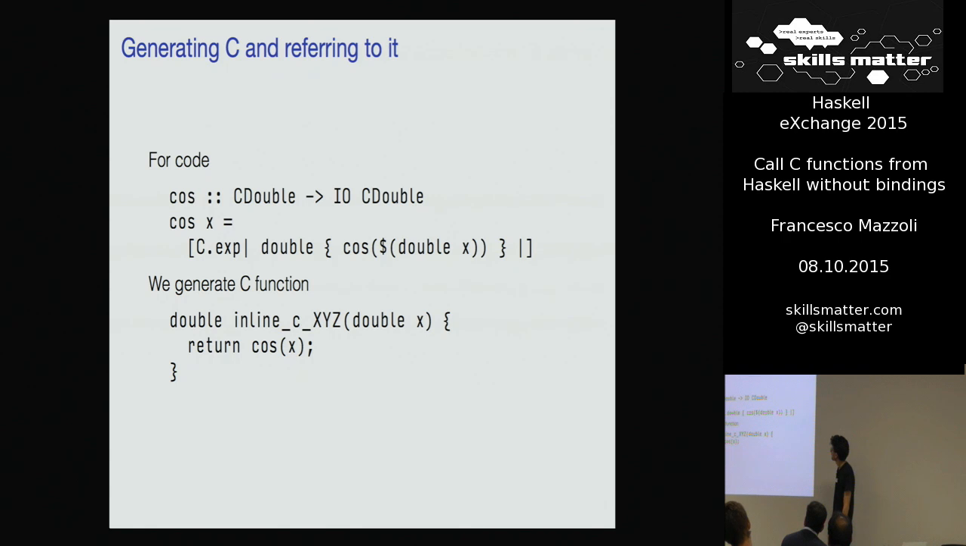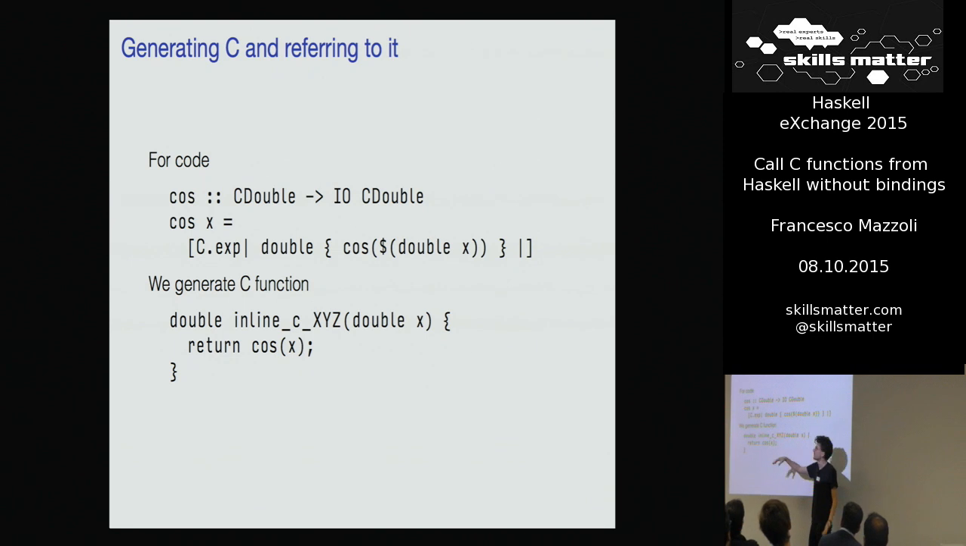And I don't think I mentioned it actually. A C block is a series of statements. A C expression is just a C expression. You don't have to return anything, it just computes that. But anyway, we're using this to compute the cosine of a number. We're going to generate a function that looks like this.